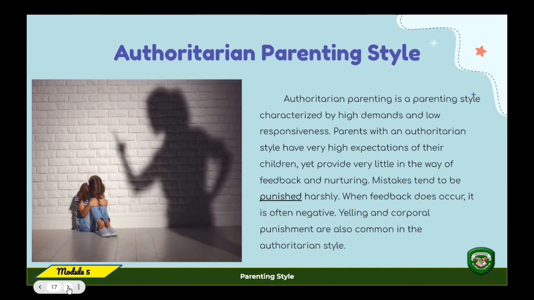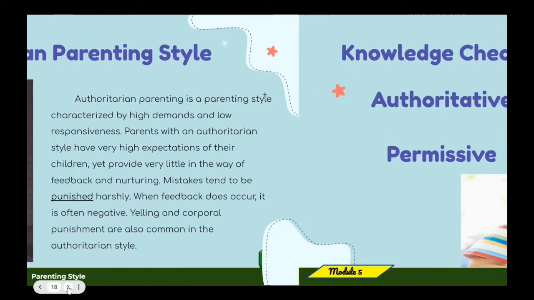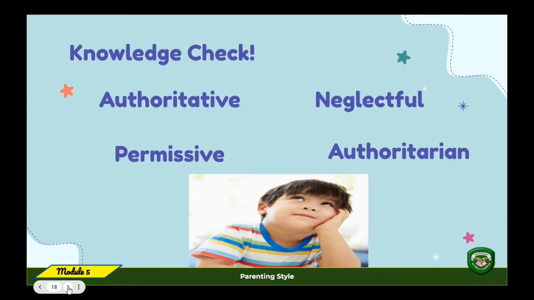An example for this is when I ask my child to do something and he asks why, and I say something like, because I said so, or because I want you to do it. Okay, so that's all about the authoritarian parenting style. Again, the four parenting styles are authoritative, permissive, neglectful, and authoritarian.